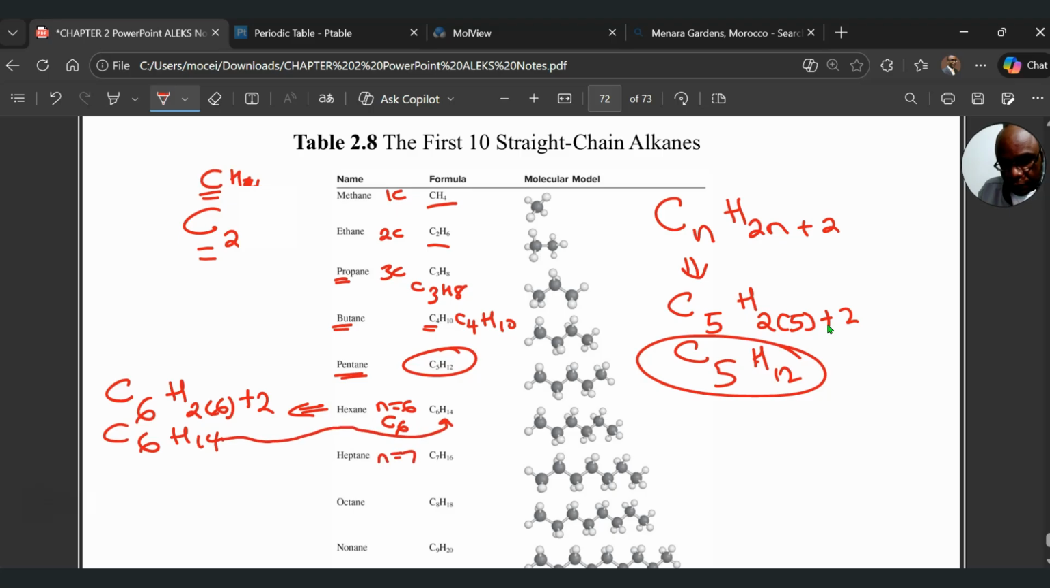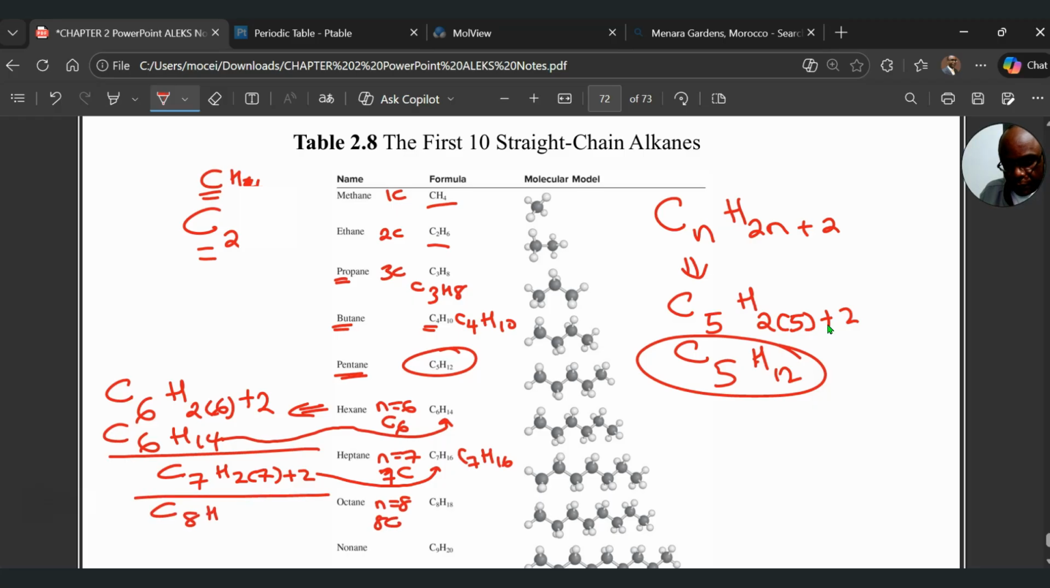Heptane, n equals 7. You have 7 carbons. In that case, it will be C7H, twice of 7 is 14 plus 2 is 16. That's how we are getting the formula C7H16. Octane, n is 8. You have 8 carbons. That will be C8H(2×8+2). And that gives you this formula C8H18. 2 times 8 is 16 plus 2, 18.